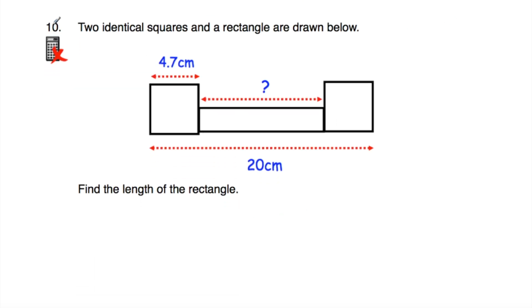Okay, let's look at our next question, question number 10. So question number 10 says two identical squares, so we've got a square here and a square here, and they're identical, that means that they've got the same lengths, and a rectangle are drawn below. And we've been asked to find the length of the rectangle.